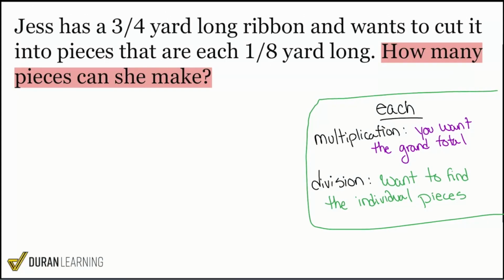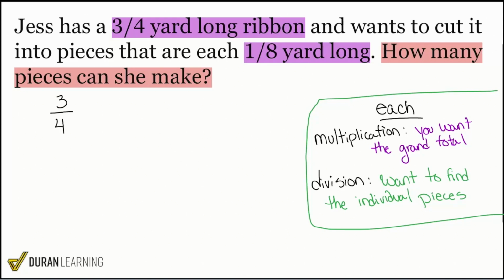So like we said earlier, we're going to take the 3/4 yard ribbon and we're going to divide it by 1/8 of a yard long per piece. So here we are. We'll have 3/4 of a yard of ribbon, and we will divide that by 1/8 of a yard of ribbon. Pretty much all we're saying is, how many times can we fit 1/8 of a yard into 3/4 of a yard?